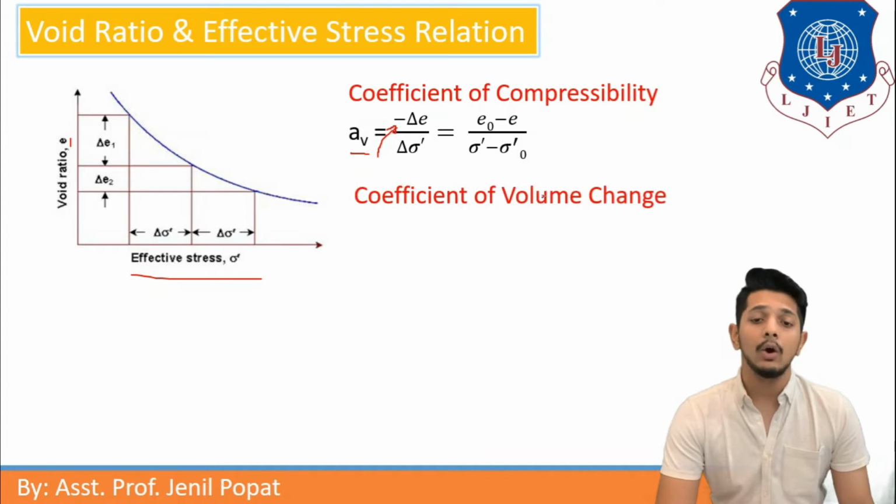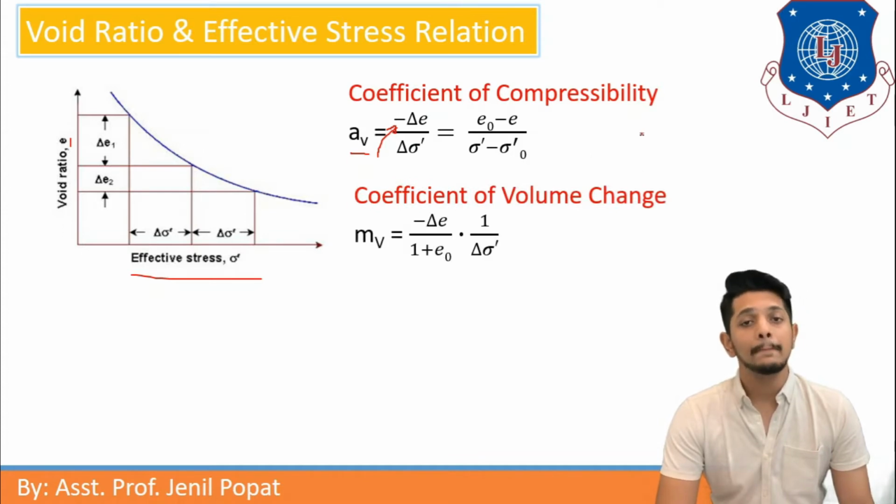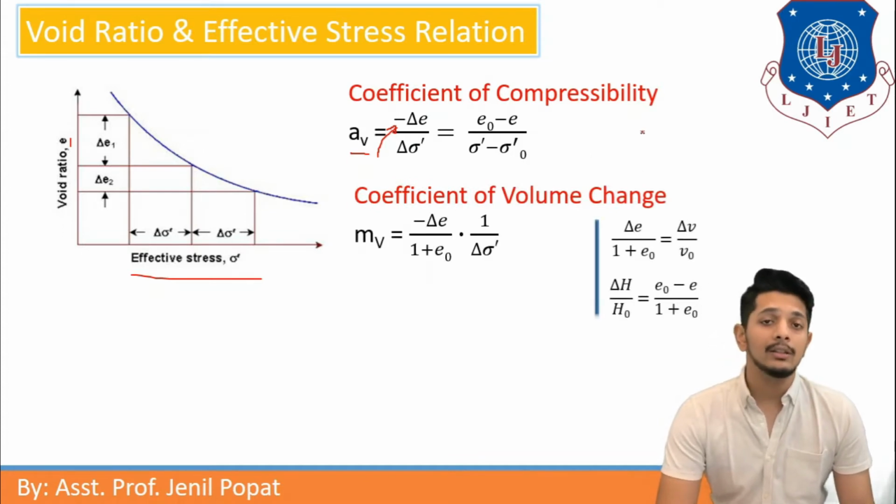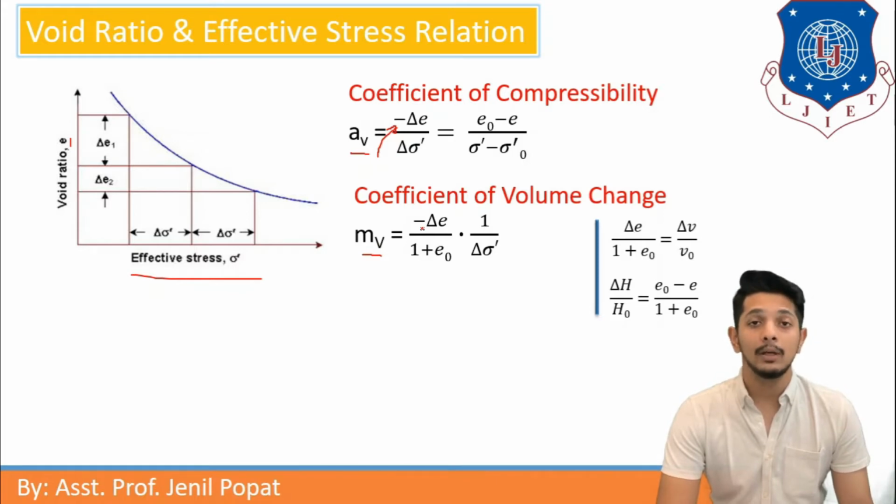Another coefficient, the coefficient of volume change, is defined. The coefficient of volume change is defined as the change in volume per initial volume. It can also be written as delta V upon V0. The empirical formula for that is mv. It is denoted by mv, and the formula for mv is minus delta e upon 1 plus e0 into 1 by delta sigma dash. It can also be written as delta V by V0 is equal to delta e upon 1 plus e0.